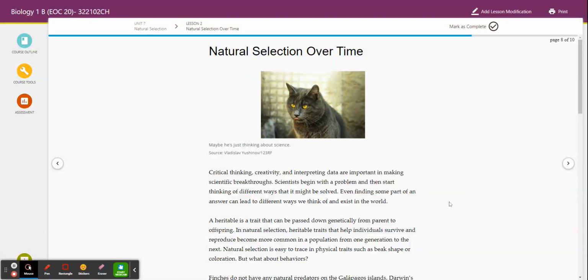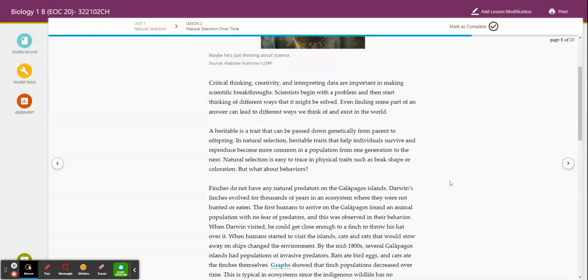Natural selection over time. Maybe he's just thinking about science. Critical thinking, creativity, and interpreting data are important in making scientific breakthroughs. Scientists begin with a problem and then start thinking of different ways that it might be solved. Even finding some part of an answer can lead to different ways we think of and exist in the world.